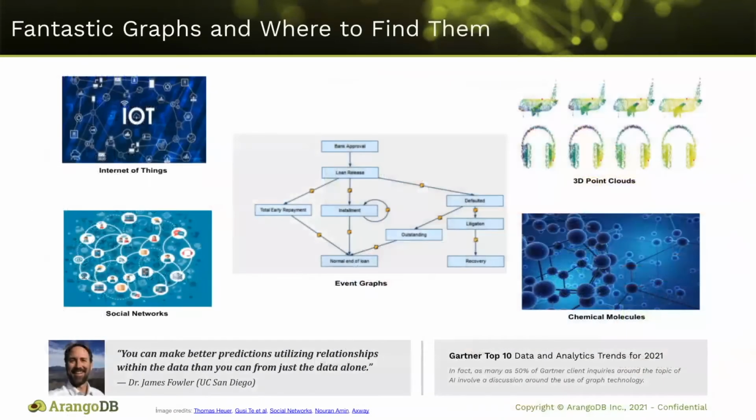According to Gartner Top 10 Data and Analytics Trend for 2021, as many as 50% of Gartner client inquiries around the topic of AI involve a discussion around the use of graph technology. Now, starting with an important question of why graphs are fantastic, we can answer this question in a few parts.